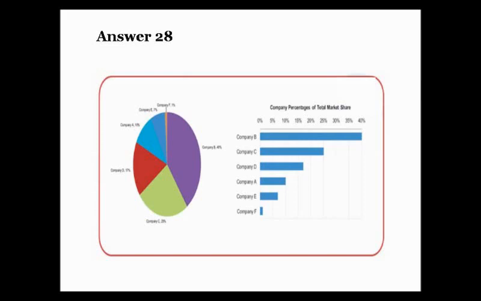According to the graph, for the pie chart, the largest number can be found in company B, which is about 40% with the purple color, while the smallest number can be found in company F, which is about 1% with the orange color. Last but not the least, for the bar chart, it discloses the same information. In conclusion, we can see the second largest number can be found in company C, which is about 25%.